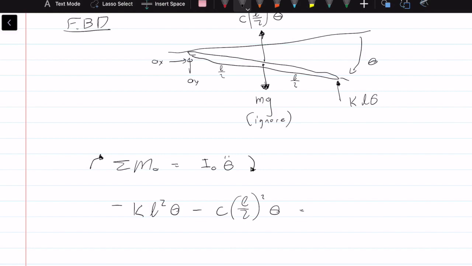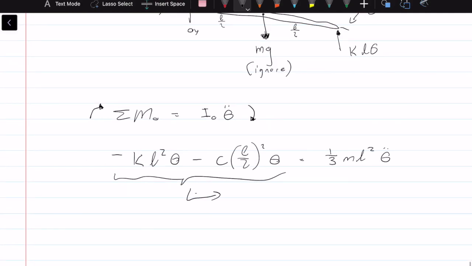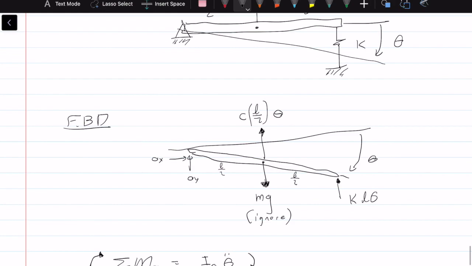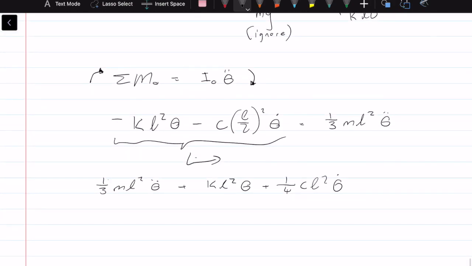Okay, so the mass moment of inertia for a uniform slender rod rotating about a point is 1 over 3 m L squared, times theta double dot. Okay, taking the left hand side of the equation across to the right hand side, we end up with 1 over 3 m L squared theta double dot plus k L squared theta plus, I'm going to write this as 1 over 4 c L squared, that's a theta dot, my bad, theta dot, is equal to 0.